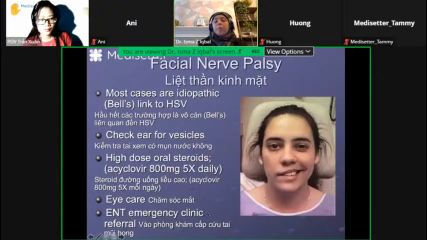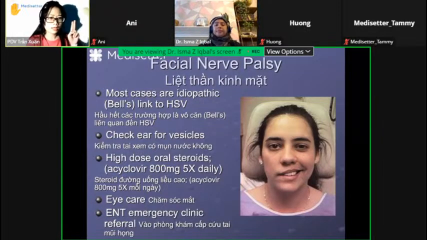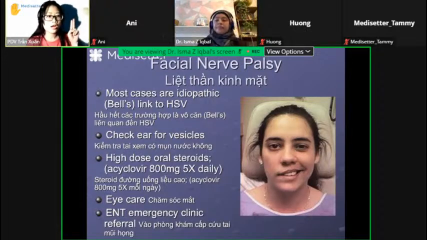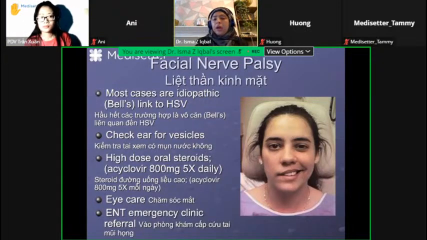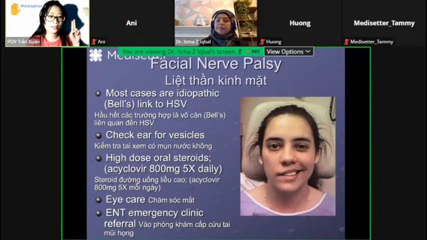Now, in emergency clinic, you may also see a patient presenting with a facial nerve palsy, which has come on acutely. The majority of these are idiopathic, so something called Bell's palsy. That has a link to herpes simplex virus.